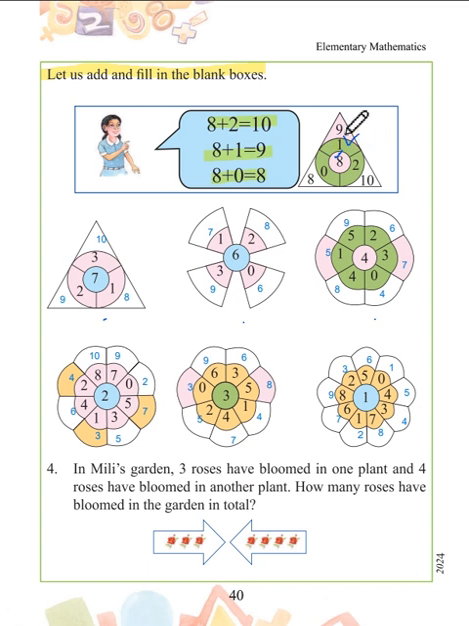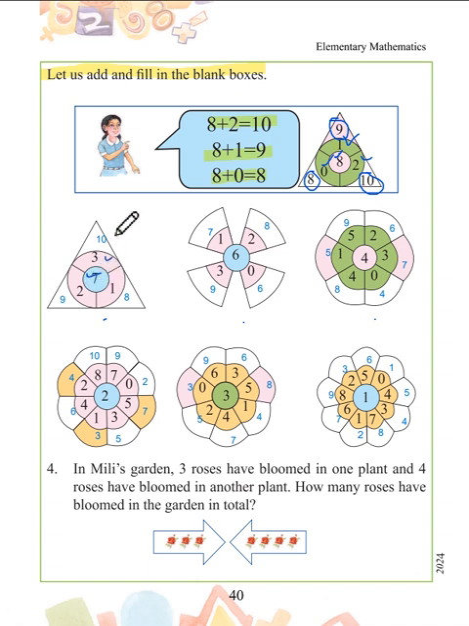8 plus 1 equals 1 2 3 4 5 6 7 8 9. 8 plus 2 equals 1 2 3 4 5 6 7 8 9 10. 8 plus 0 equals 8, as 0 has no value. There I have already given the solution.